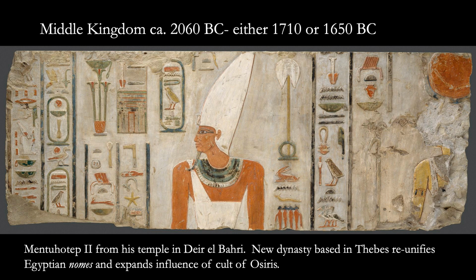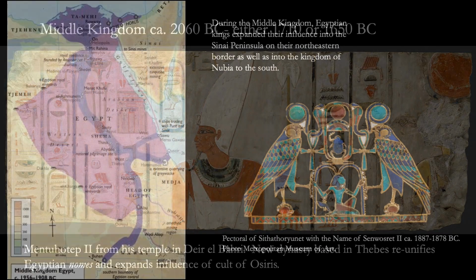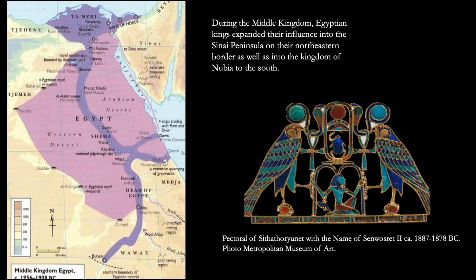Okay, so the Middle Kingdom is going to reunify Egypt. They are going to move the capital. They're going to go up to about Thebes. It's kind of centrally up the Nile there. They're going to expand the cult of the god Osiris as well. You don't need to know the details of that too much. Okay, another map for you to look at.